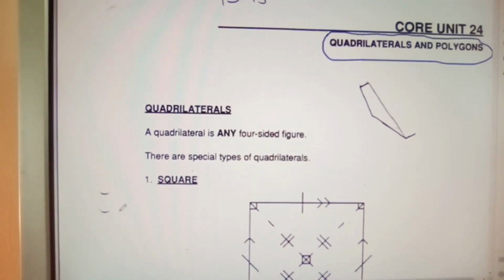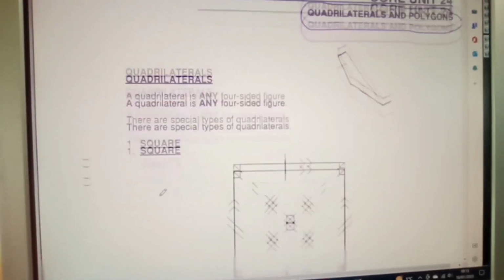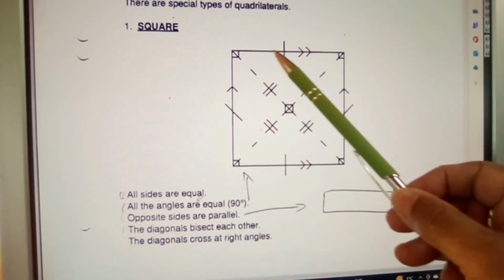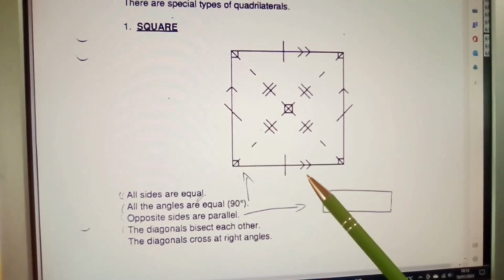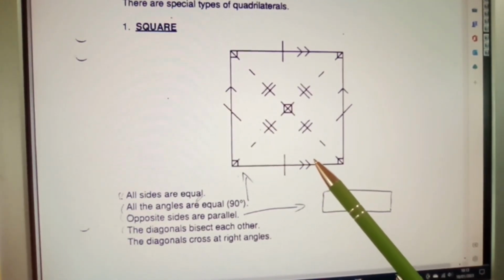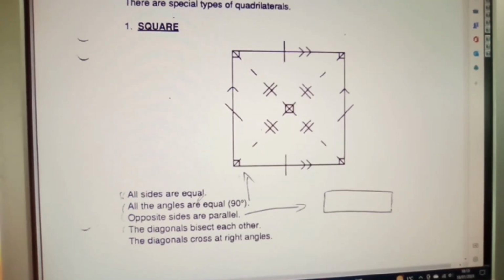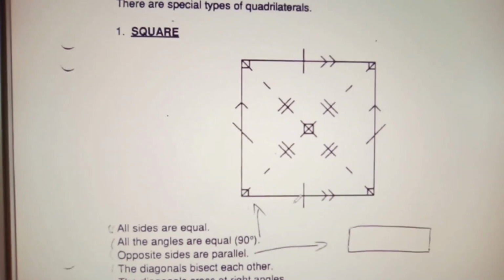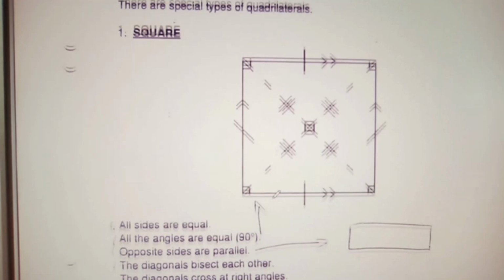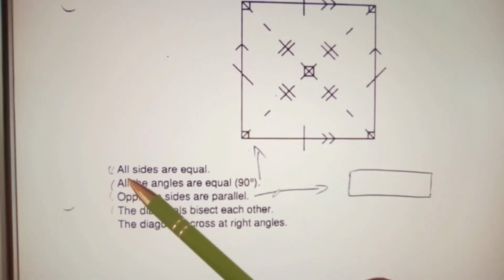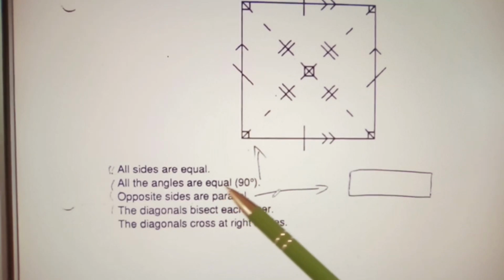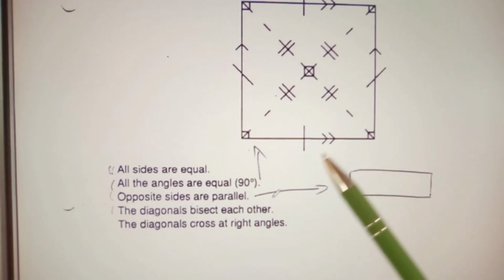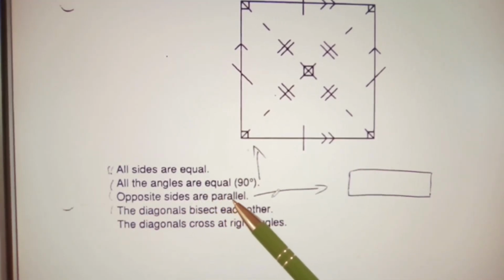One, square. As you can see, it is square. All four sides are equal, and all the angles are equal, which would mean that they are all at 90 degrees. Opposite sides are parallel.